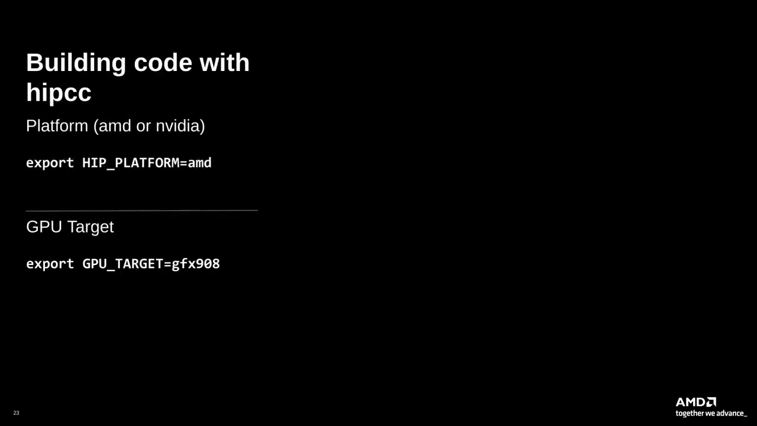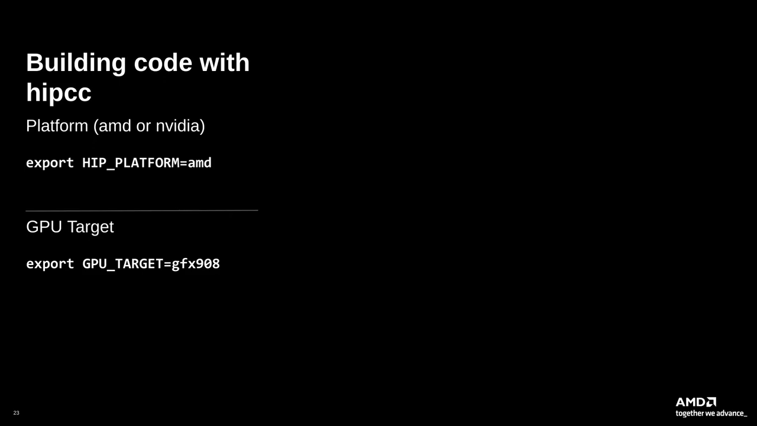Now that we kind of know how to manage memory, we know how to write kernels, we know how to launch kernels, we now need to talk a little bit about how to build your code using hipcc. Now there are two environment variables you can use to control the target platform that you want to build for. Of course, if you're on a system that has a GPU on it, hipcc will automatically detect that for you and define the appropriate parameters during the build.